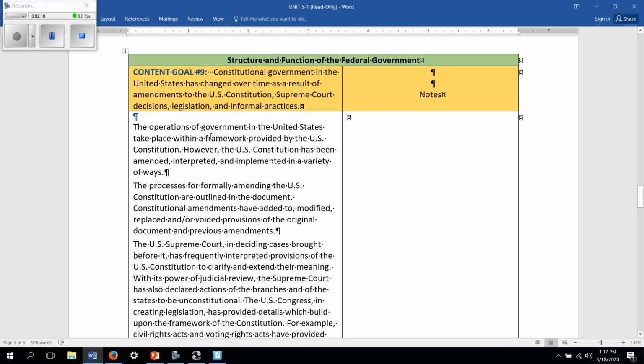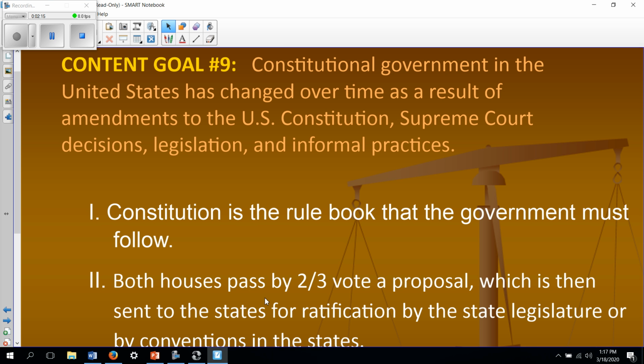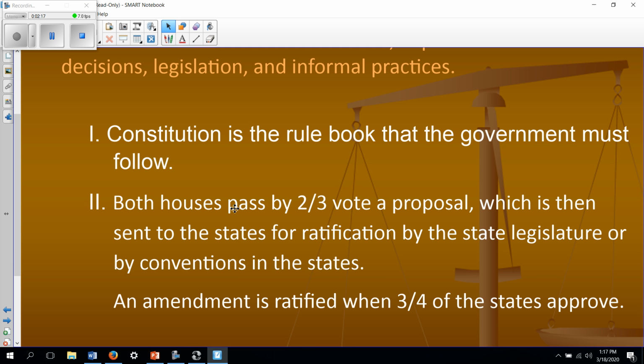All right, so what we're talking about is this piece right here. This portion that you see here should be what you're adding to your notes. You should already have that the Constitution is the rule book. Now add to this: both houses pass by a 2/3 vote a proposed amendment, which is then sent to the states for ratification, meaning they have to approve or not by the state legislature or conventions in the state.